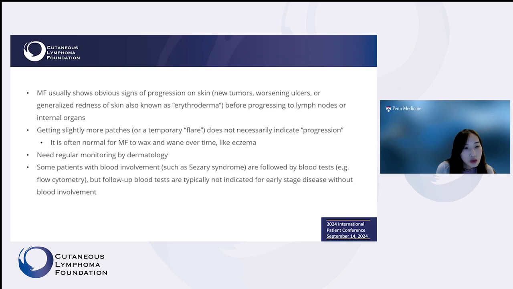Some patients with blood involvement, such as patients with Sézary syndrome, are followed by routine blood tests, such as flow cytometry, which is that test that we discussed that helps you look for circulating lymphoma cells in your blood. But follow-up blood tests are typically not indicated for early stage patients without blood involvement because they're usually normal.